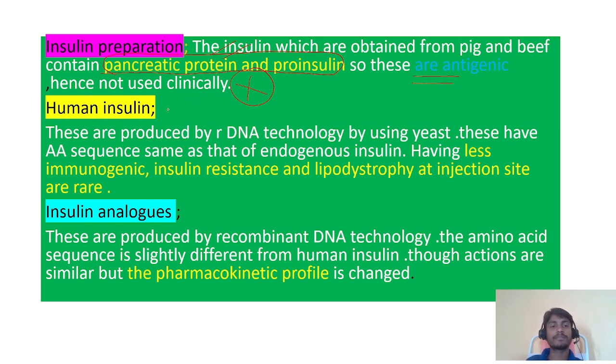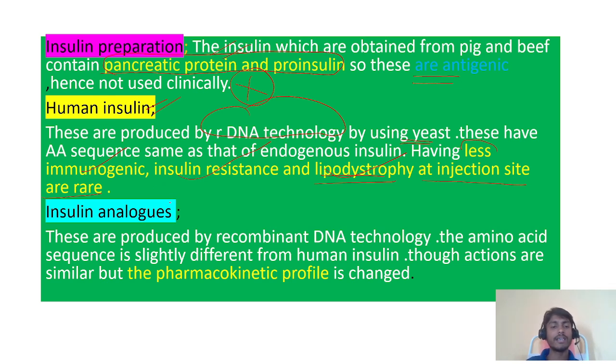Next comes human insulin. These are produced by rDNA technology using yeast. They have the same amino acid sequence as endogenous insulin, so they are less immunogenic, with less activation of the immune system. A possible effect is lipodystrophy at the site of injection, where the lipid layer can be destroyed. That is the human insulin produced by rDNA technology.